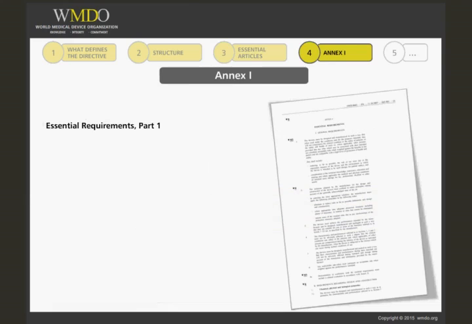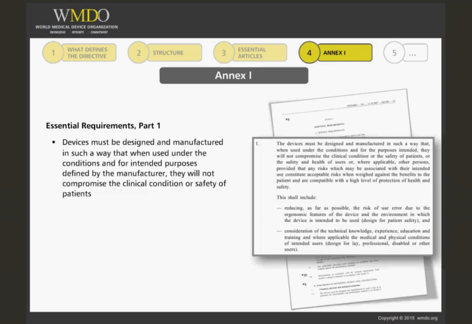We will review some of the most important general requirements, and here to start with essential requirement number 1, which specifies that devices must be designed and manufactured in such a way that when used under conditions and for the intended purpose defined by the manufacturer, they will not compromise the clinical condition or safety of the patients.